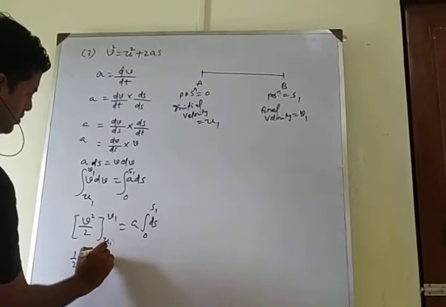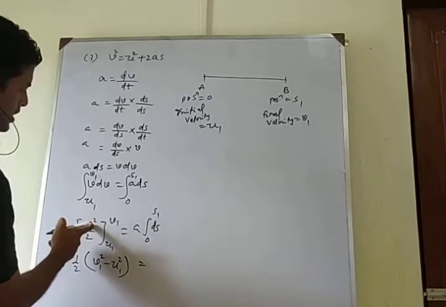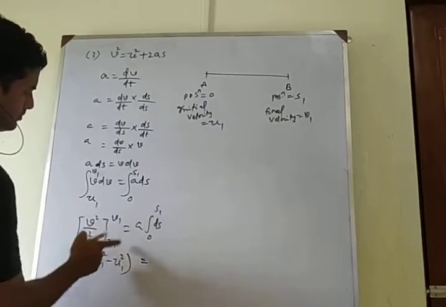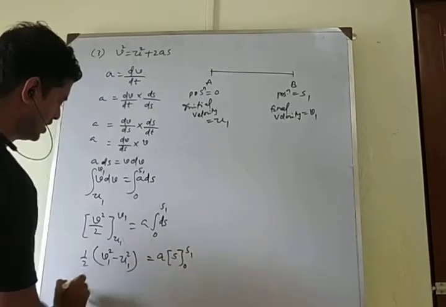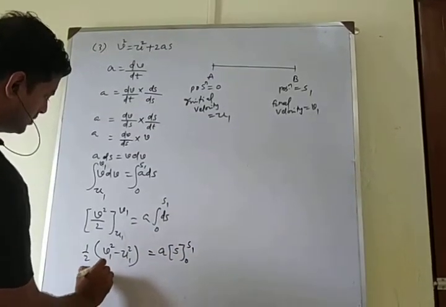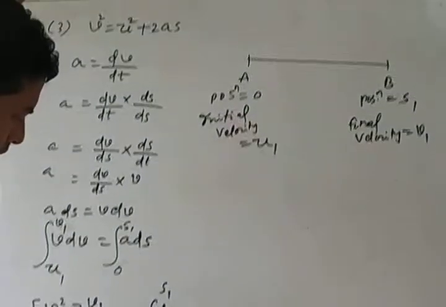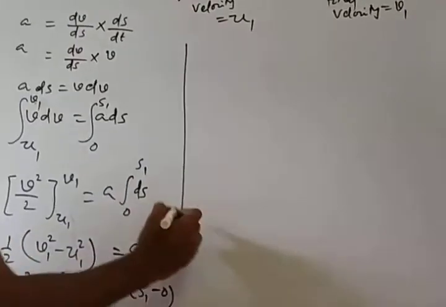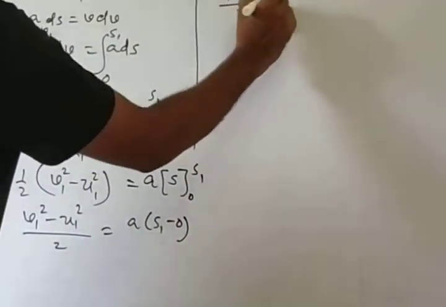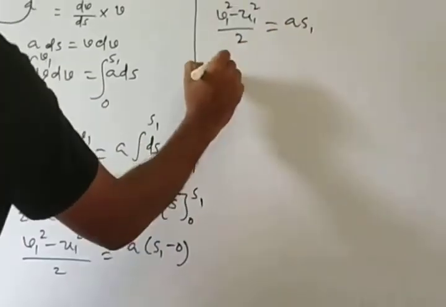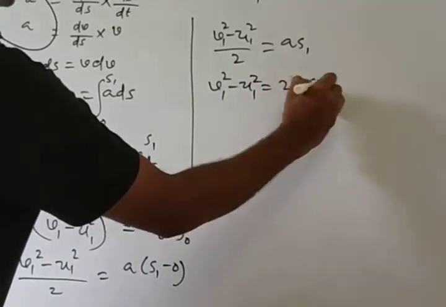Now v1 square minus u1 square. I am doing it directly: first I put v1 here, minus then u1 here. Now the integration of ds is s, from 0 to s1. So this will be v1 square minus u1 square by 2 equal to a s1 minus 0. So now v1 square minus u1 square by 2 equal to a s1. So I got v1 square minus u1 square equal to 2a s1.